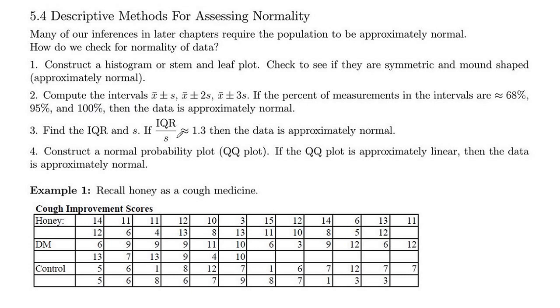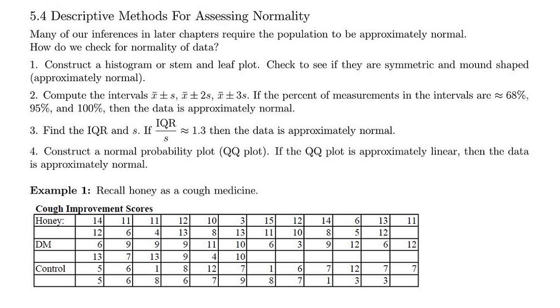Another quick check is you can look at the IQR and then divide it by the sample standard deviation. If that's close to 1.3, data will be approximately normal. And then probably the best method is to construct a normal probability plot, also called a QQ plot. So if your QQ plot is approximately linear, then your data is going to be approximately normal.